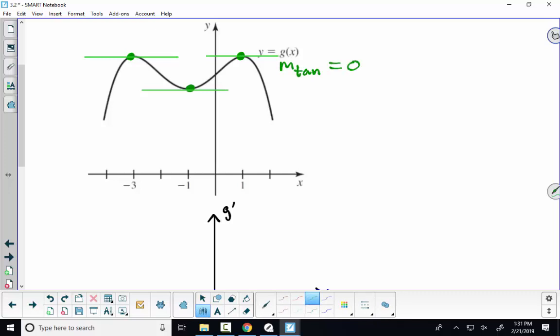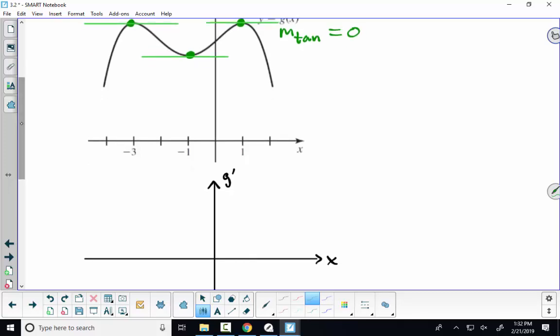That means that's the output. At those 3 points, the output on the derivative is 0. So we've got an x value of -3, a y value of 0, an x value of, let's say, -1, a y value of 0, and at +1, 0. Is everyone okay with that?